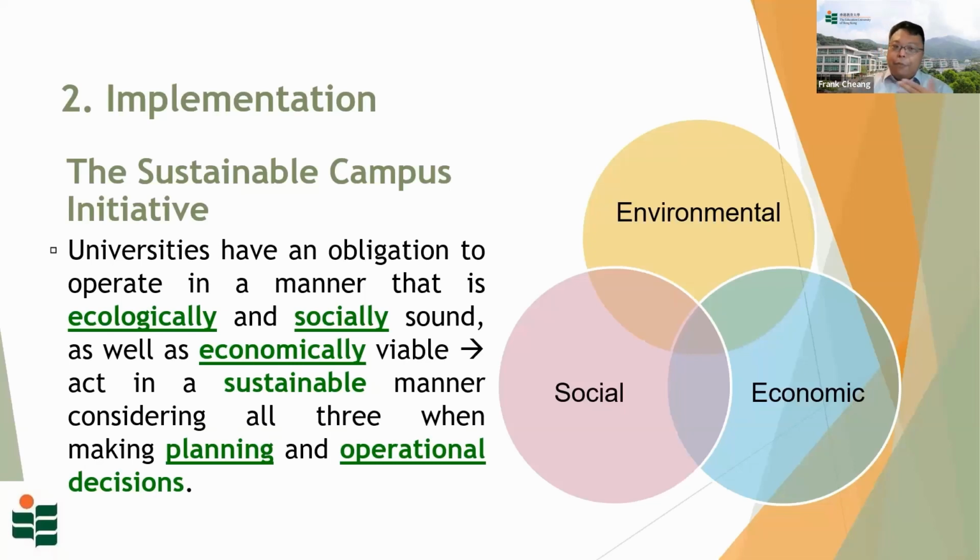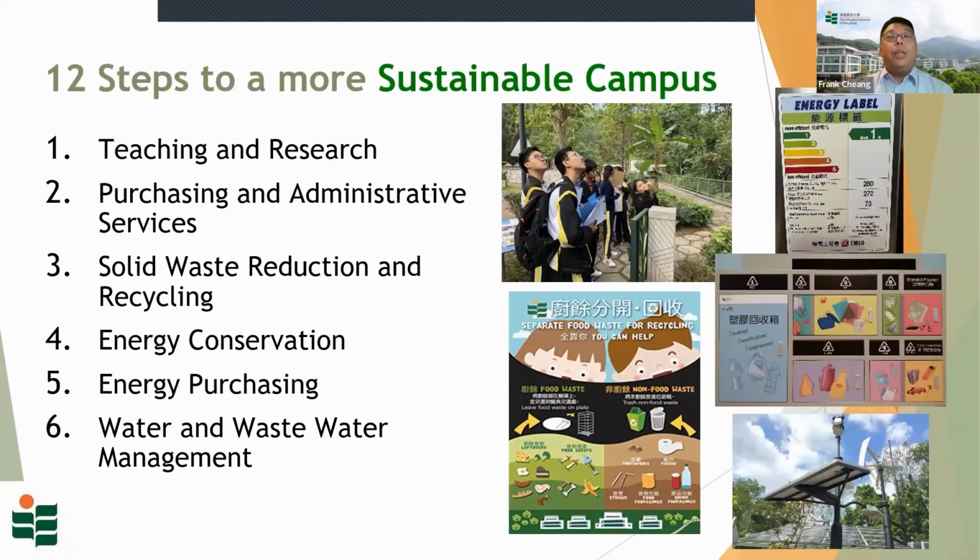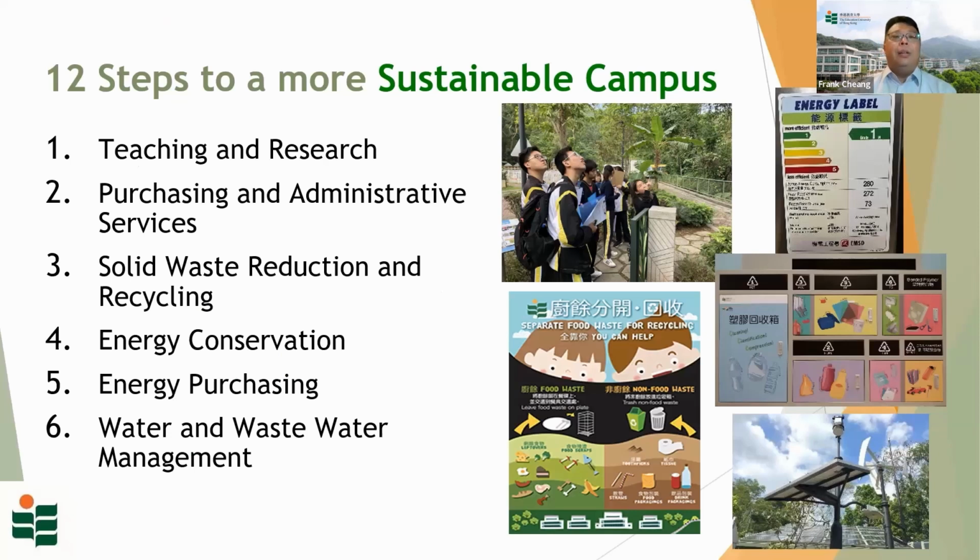Okay, so in every single decision in terms of planning or operation for the campus, we, the universities, have to consider sustainability in all these three aspects. So practically, what we need to do to maintain a more sustainable campus, I have summarized 12 steps that could be some sort of guide for how universities or even a school can be transformed into a sustainable campus.